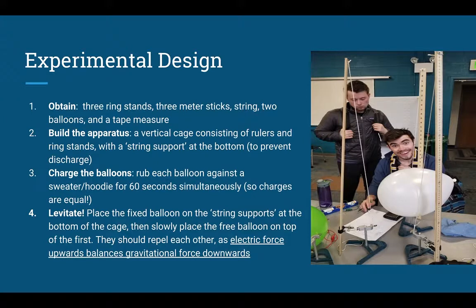Our experimental design was to essentially build a cage for the charged balloons, one fixed and one free. We used 3 ring stands, 3 meter sticks, string, 2 balloons, and a tape measure. We built the cage with a string support to prevent discharge. We then rubbed each balloon against the sweater for 60 seconds simultaneously to give each balloon equal charge. After the balloons were charged, we placed the fixed balloon on the string support and placed the free balloon on top. They repelled each other as the electric force upwards balanced gravitational force downwards.